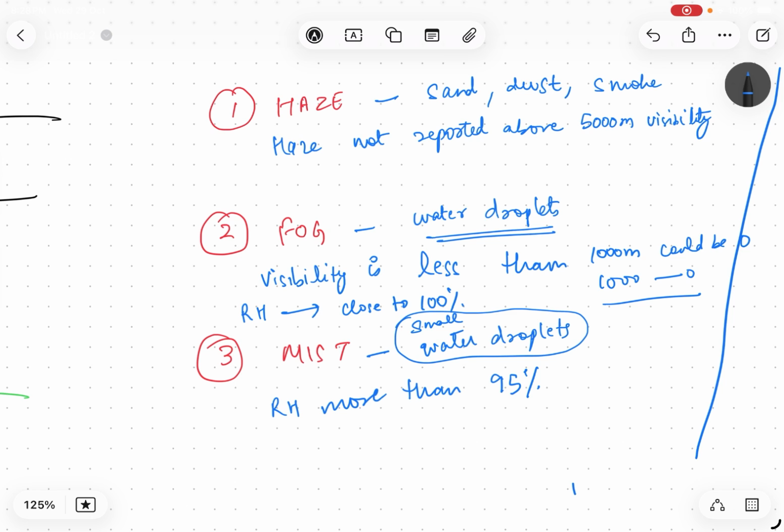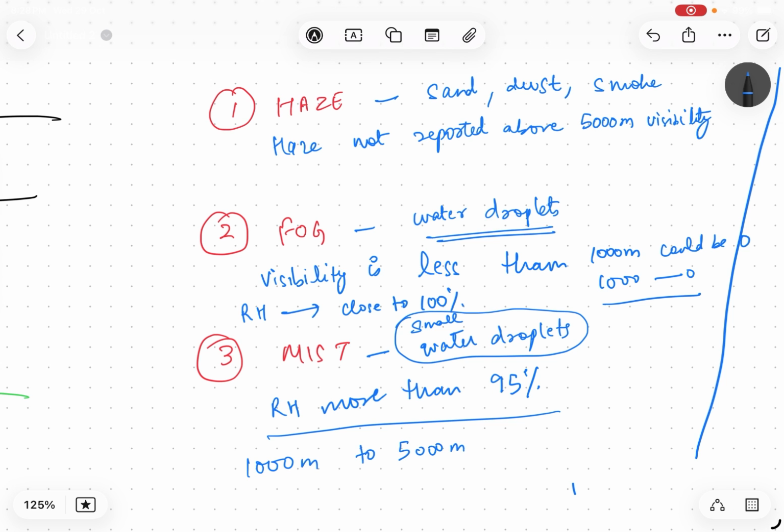95 से 100% के बीच में है, but it is not as close as it was in case of fog. So fog, the relative humidity is almost 100%. पूरा ही saturated air है, ठीक है. But in case of mist, it is more than 95%. It could be 100, it could be just 95, depends. And the visibility is between 1000 meters to 5000 meters in case of mist.